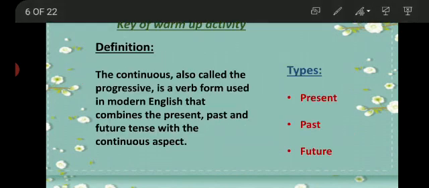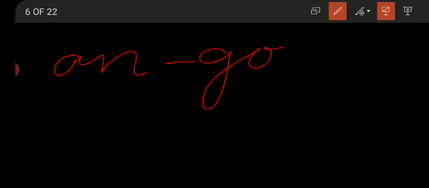So, what is a continuous tense? A continuous tense, or you may also say a progressive tense, is a verb form that is used in modern English. Continuous or progressive tenses are used to combine any present, past, or future tense with the continuous aspect. It means that the action is ongoing, or you may say the action is still in process.